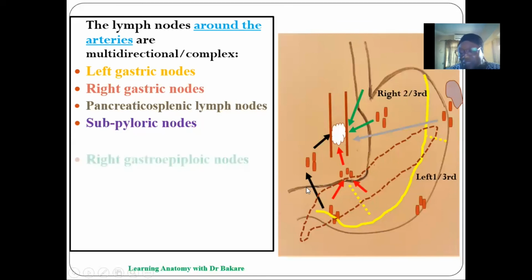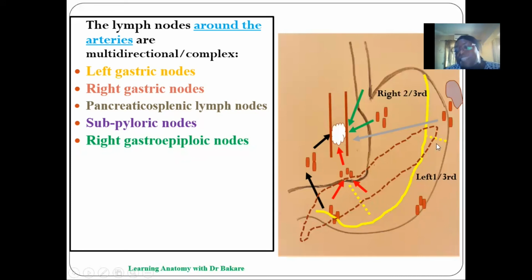Then we have the next one, the right gastroepiploic lymph node. This is the right gastroepiploic lymph nodes. And where it drains is the lower part of the greater curvature of the stomach. And when it drains this region, it empties it into the subpyloric lymph nodes. From the subpyloric lymph node, it goes into the hepatic lymph nodes. From the hepatic lymph nodes, it is drained finally into the celiac lymph nodes. And that is how it goes.